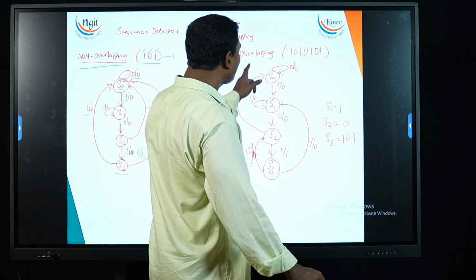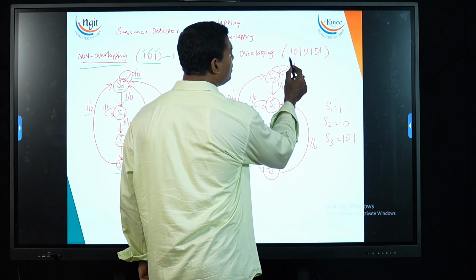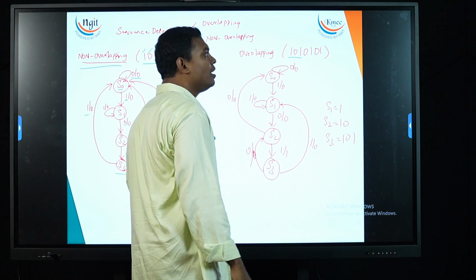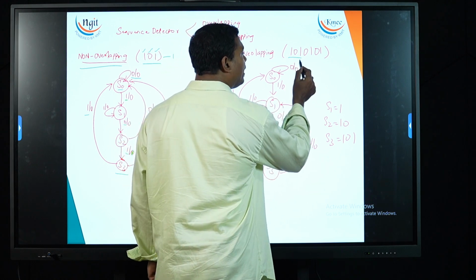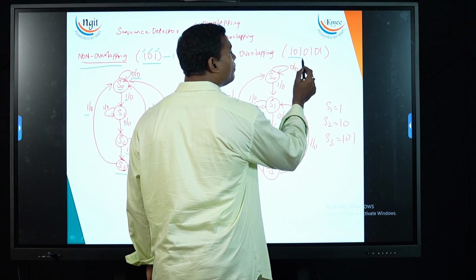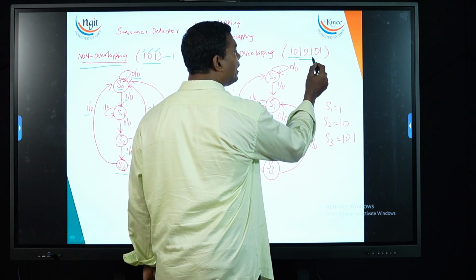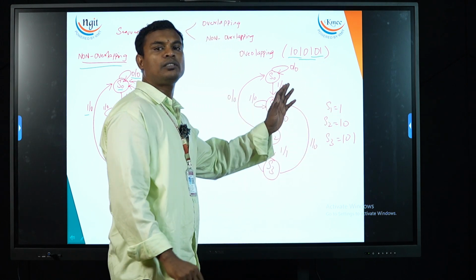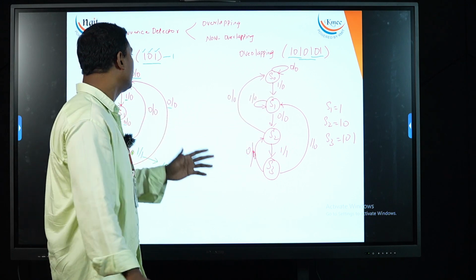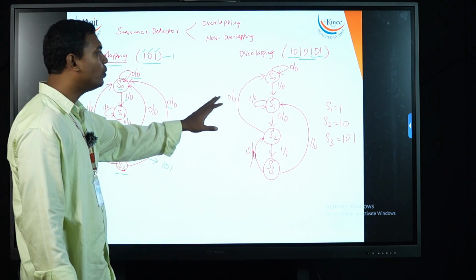Coming to the overlapping case. Now if you observe, this is 101. Now I can take the next series as 101 from here again. The next series I can take from here as 101. So this is how the overlapping looks. Here this was the non-overlapping case, this is the overlapping case.